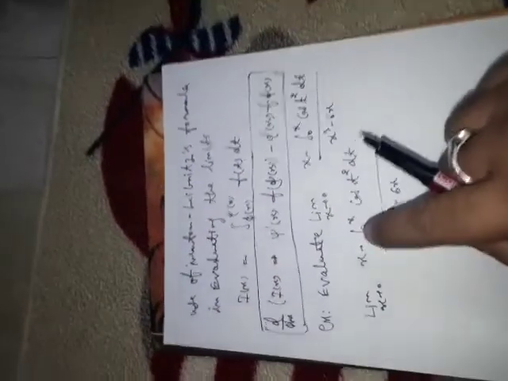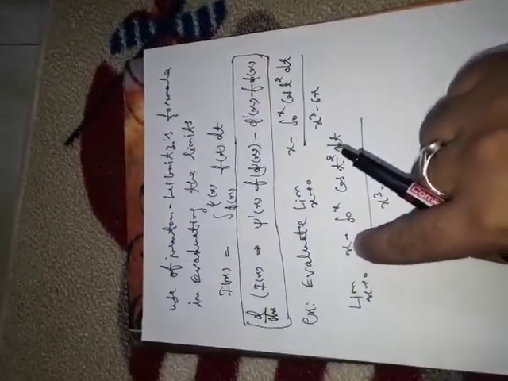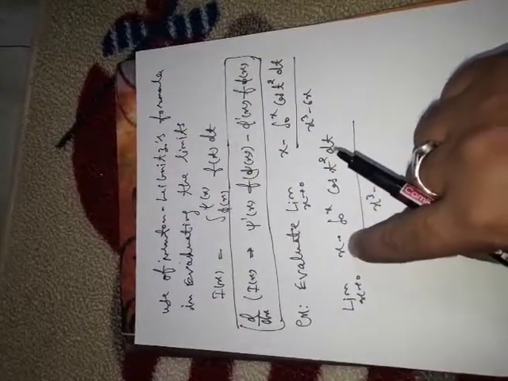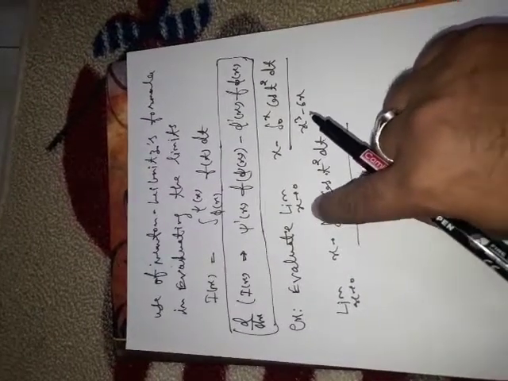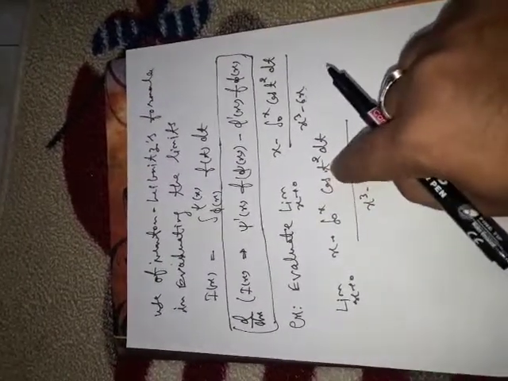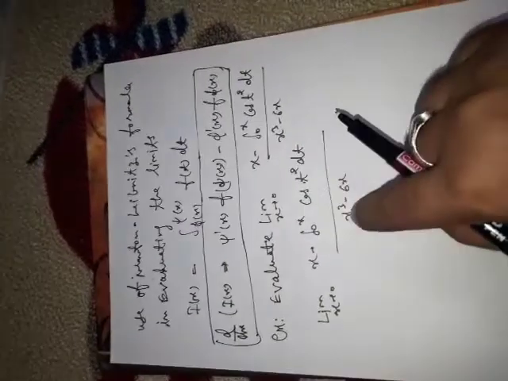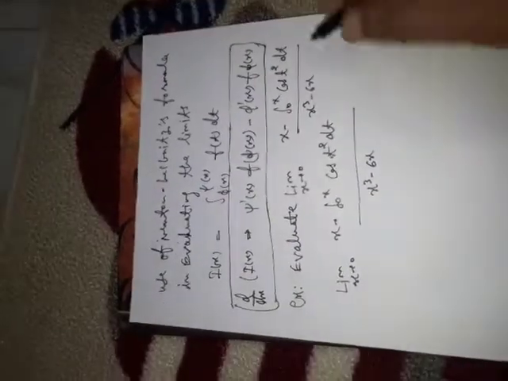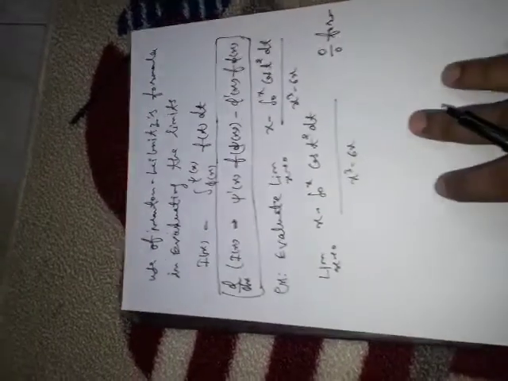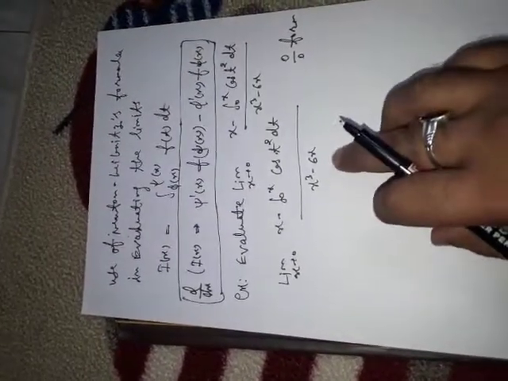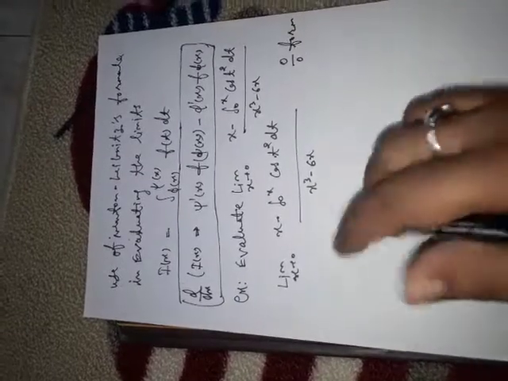Okay. Look at this. If we replace x by 0, then the denominator will be 0, and the whole integral will also be 0. Then 0 minus 0 is 0. Here also 0, so it is of the form 0 upon 0. Now for the 0 upon 0 form, we apply L'Hospital's rule.